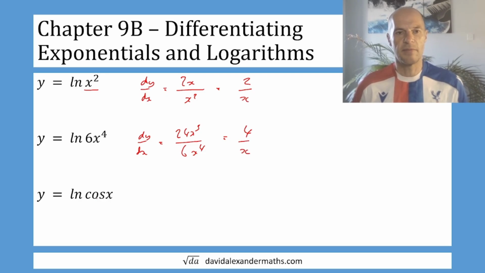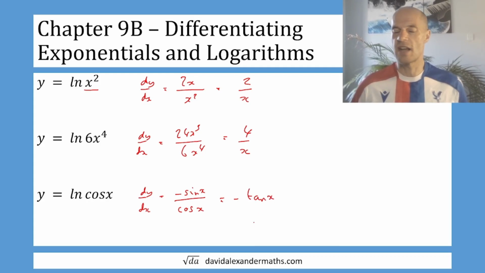Okay, here's the ln of a trig function. So remember, differentiate the stuff over the stuff. The denominator is dead easy, that's just cos x. What's the derivative of cos x? Well, that is negative sine x. And what is sine over cos? Sine over cos is tan, so minus sine over cos is just minus tan. So we can tidy this up further: the derivative of the ln of cos x is negative tan x.